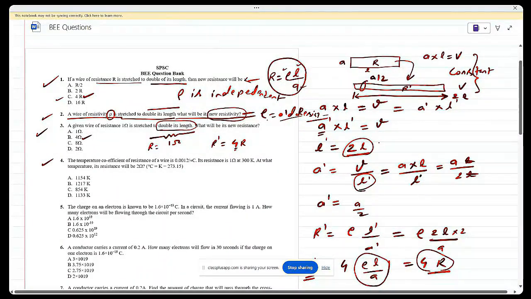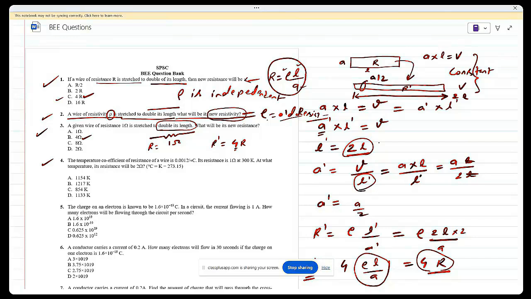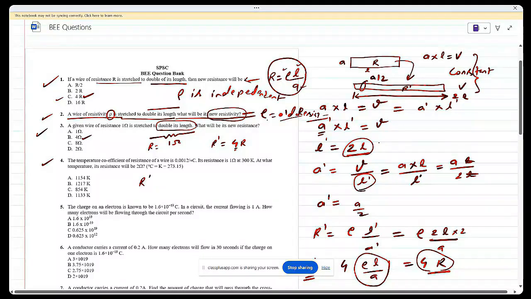The temperature coefficient of resistance of a wire is this one. This is the temperature coefficient. Its resistance is 1 ohm at 300 Kelvin. At what temperature will its resistance be 2 ohm? So the simple formula for this is R new is equal to R old into 1 plus alpha into del T. This is the formula for solving this type of question. Okay. So what is this del T?